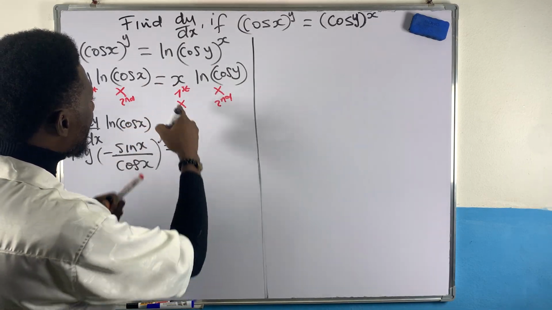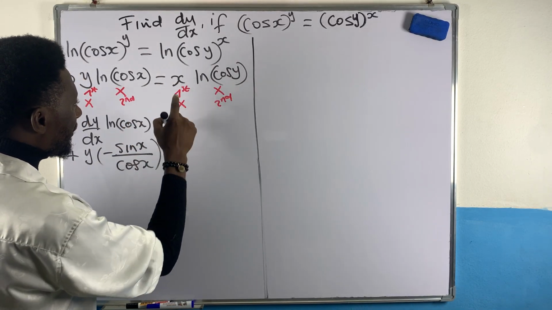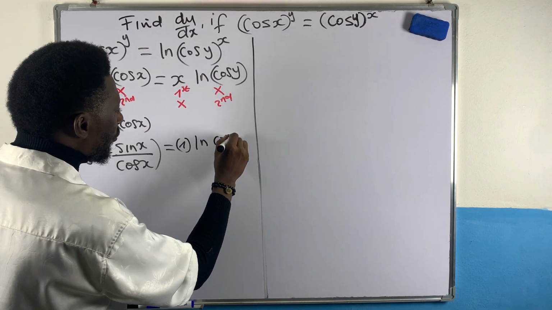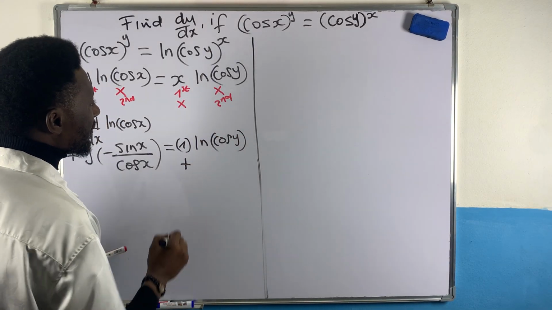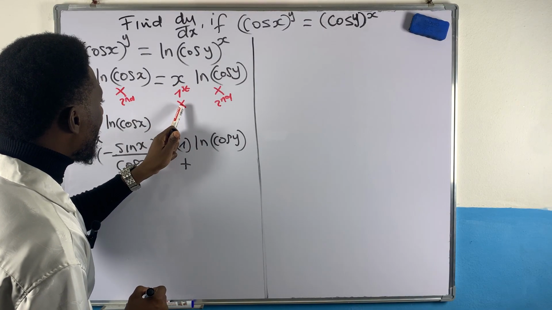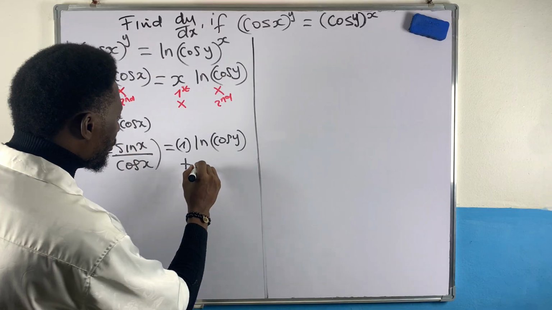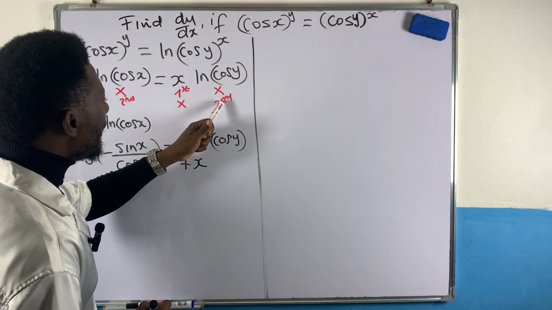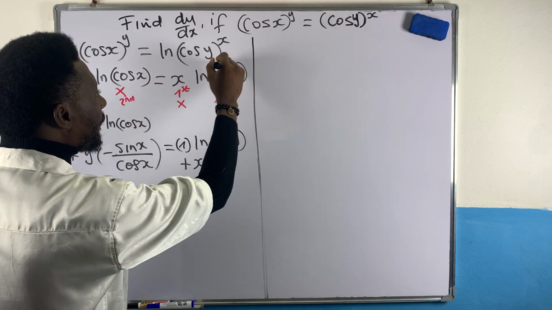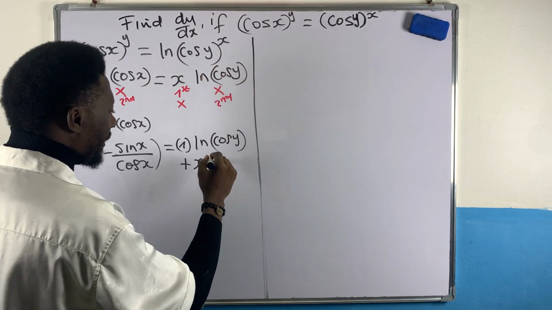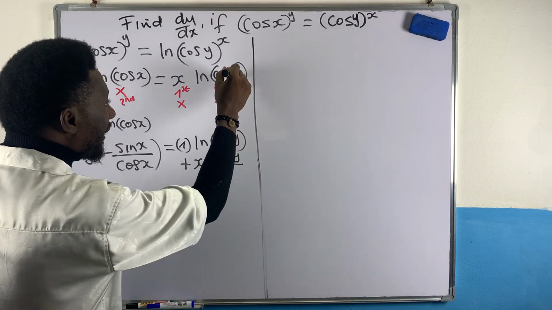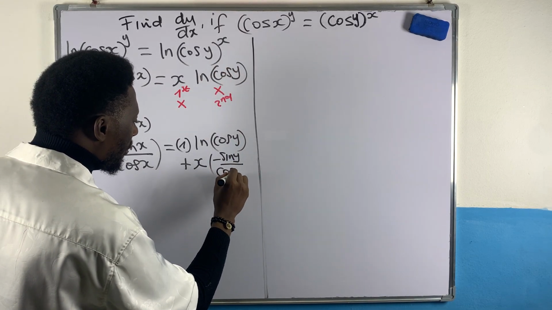So I will apply the same thing here. I differentiate x first. The differential of x is 1 times ln cos y, plus I keep x now. That's why you see I mark x here. I mark a red bar to show that I keep x and differentiate ln cos y. Like I said, you differentiate the function inside your natural logarithm, which is cos y. The differential is negative sin y divided by the function itself, which is cos y.